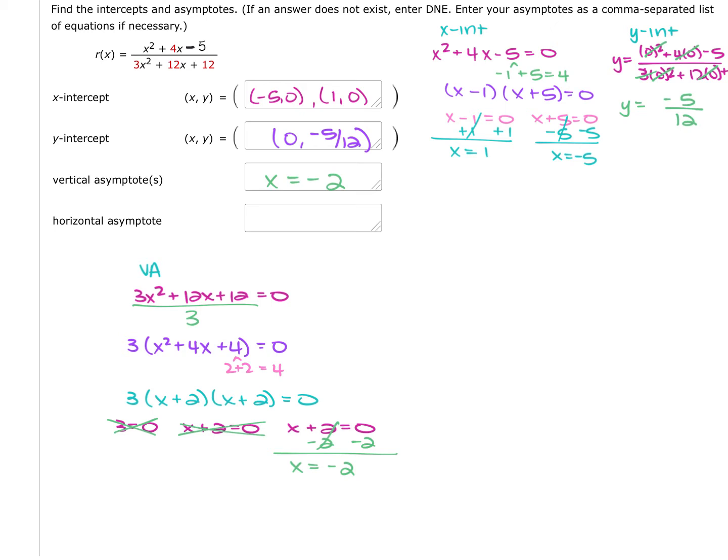Lastly, for this question, we're going to find the horizontal asymptote. To find your horizontal asymptote, you want to compare the numerator's degree with the denominator's degree. The degree from the top is 2. The degree from the bottom is 2. These two are equal to one another, so we're going to take the numerator's leading coefficient, put it over the denominator's leading coefficient. So your numerator's leading coefficient is 1. The denominator's is 3. 1 over 3 cannot be simplified, so your horizontal asymptote is y is equal to 1/3.